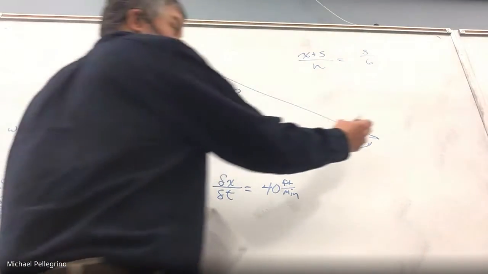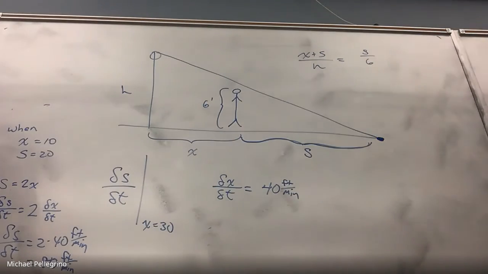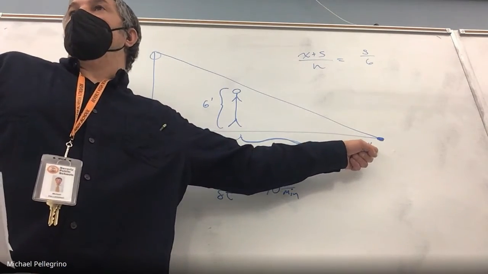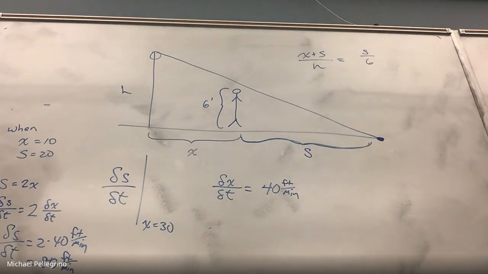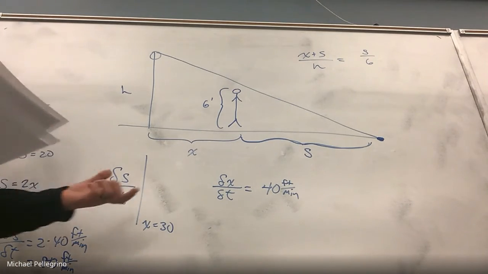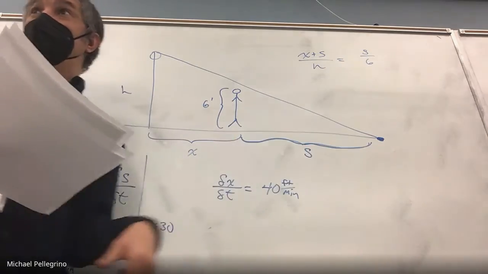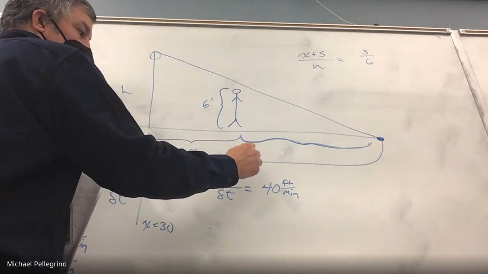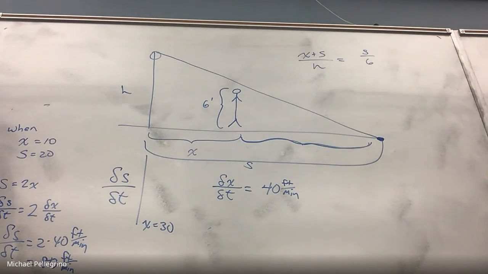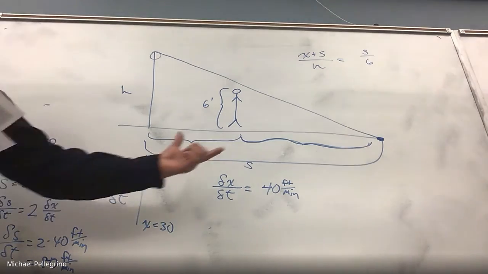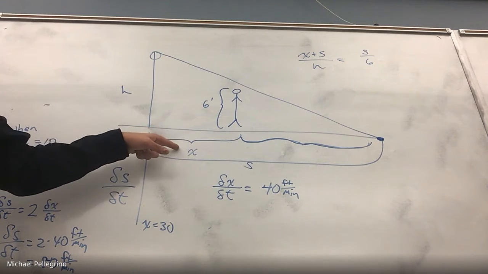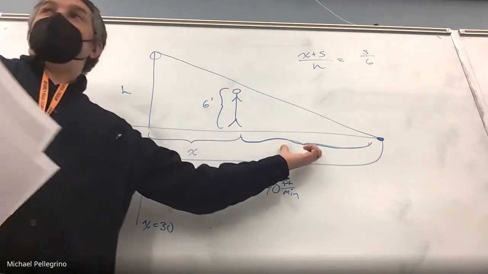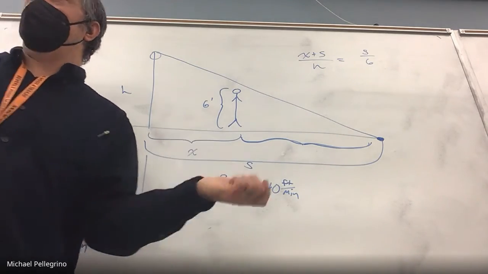Now, a different question is, how far away is the tip of the shadow from the base of the lamppost? Or how quickly is the tip of the shadow moving? That's a little different, because it's just a different question altogether. It's similar, but you just have to relate it to this whole thing. So the S is where the tip of the shadow is, and then you would have to relate this to X. And that's not too hard to do, because you know when X is 10, this whole thing is 30, right? So you can just do it that way.